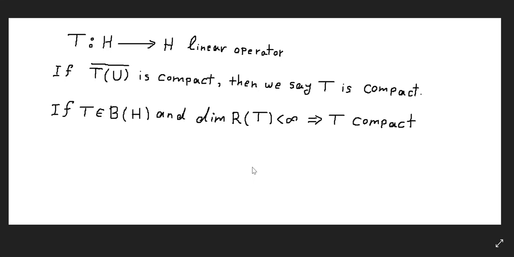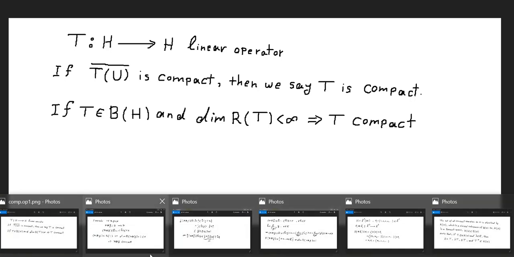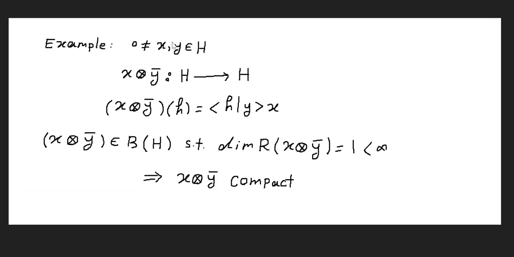Of course, we are going to introduce some kind of compact operators such that the dimension of the range is 1 actually. And of course, they are compact. Look at the next page. Yes. Here, suppose that X and Y are two non-zero elements of this Hilbert space H. Using this X and Y, we define an operator denoted by X tensor Y bar.